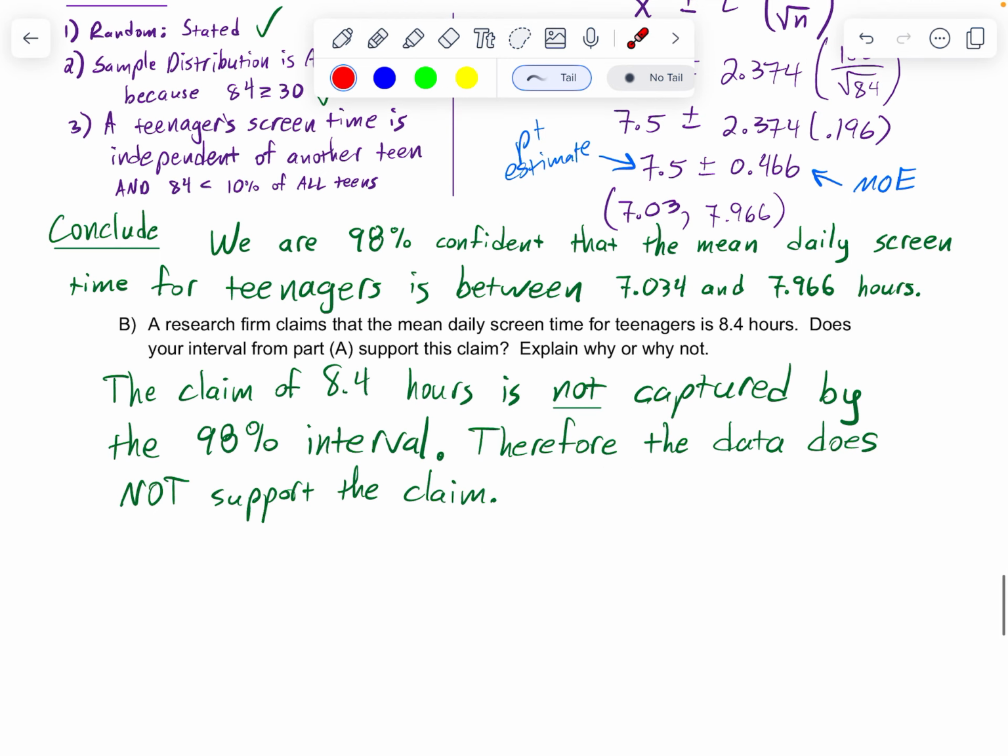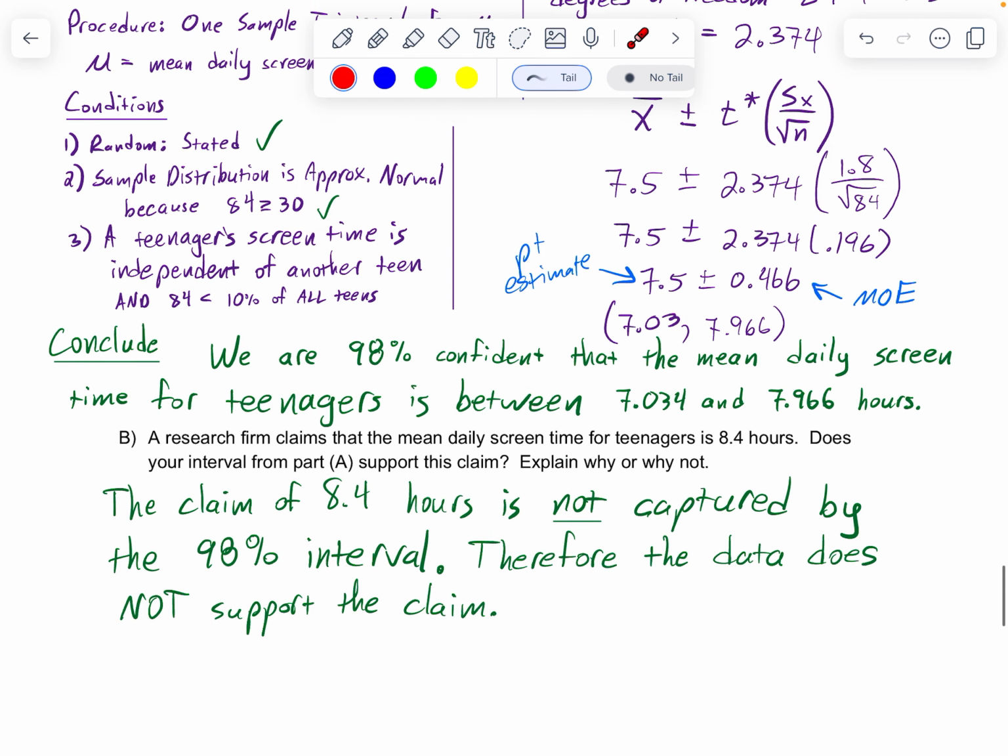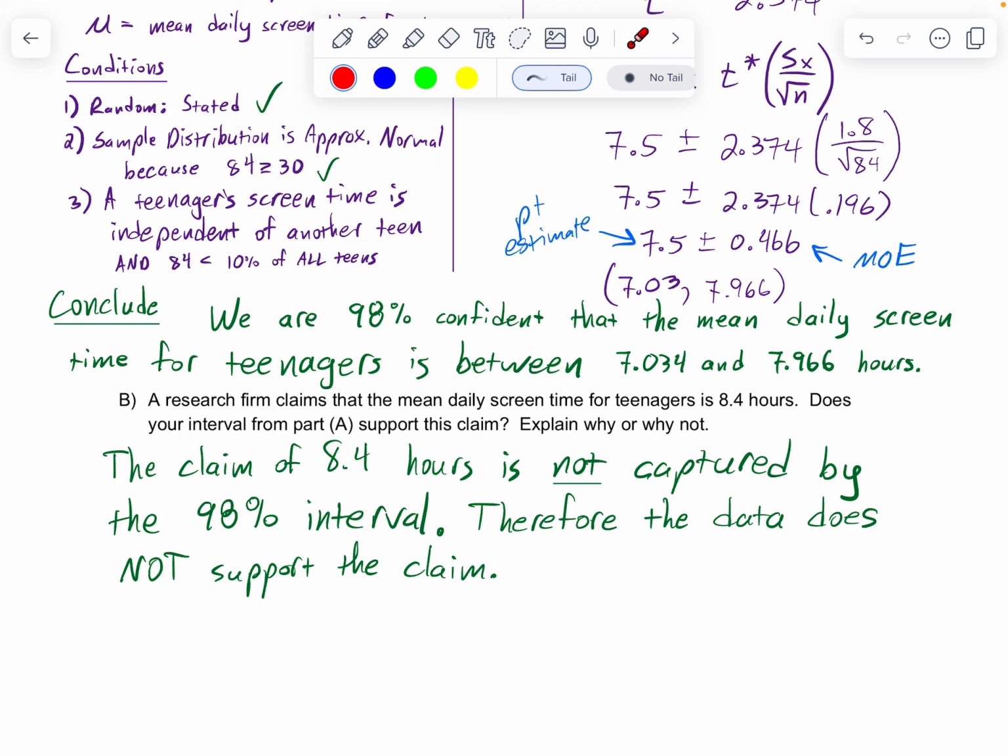Lastly, a research firm is claiming that the mean daily screen time for teens is actually 8.4 hours. Does our interval support that claim? The answer is no. 8.4 is not inside here. It is above. It would be up here, higher than all of our possible estimates. It's not captured by the interval, therefore the data does not support the claim. We would say that this research firm is overstating the truth.